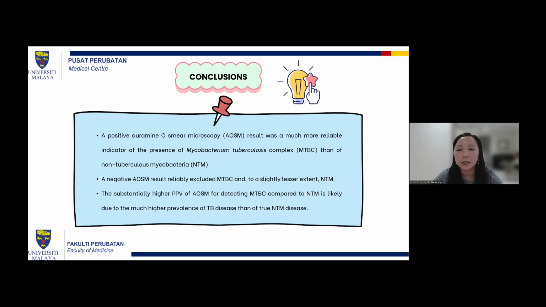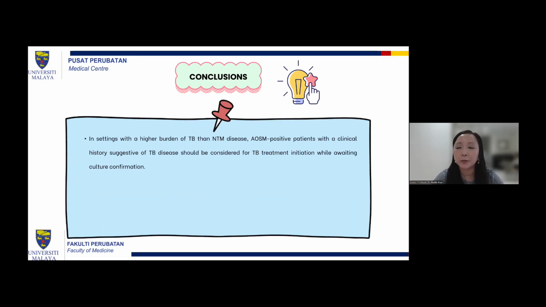So the implications for patient management. In settings with a higher burden of TB than NTM disease, and obviously this would apply to the patient population not only at UMMC, but I think in Malaysia in general, if you have a patient with a positive Auramine O smear microscopy result with a clinical history that is suggestive of TB disease, then they should be considered for TB treatment initiation while awaiting mycobacterial culture confirmation.